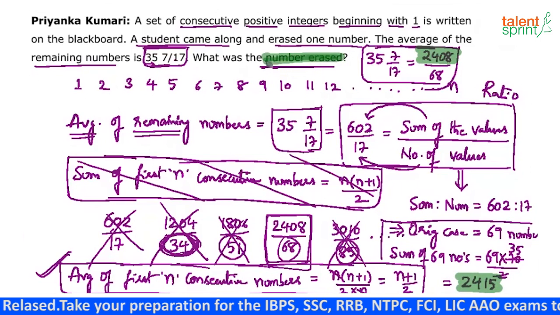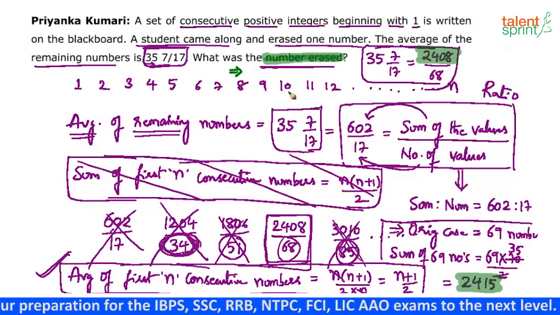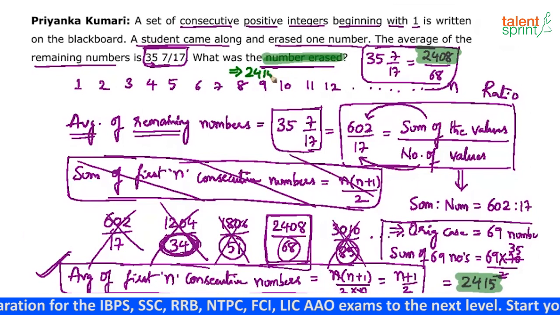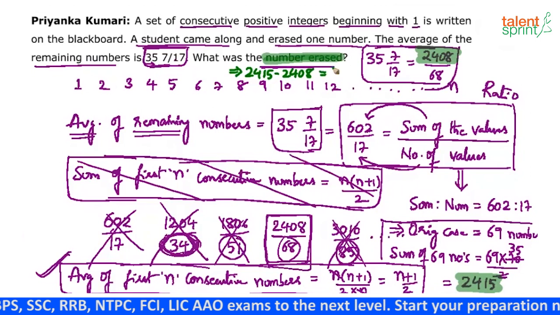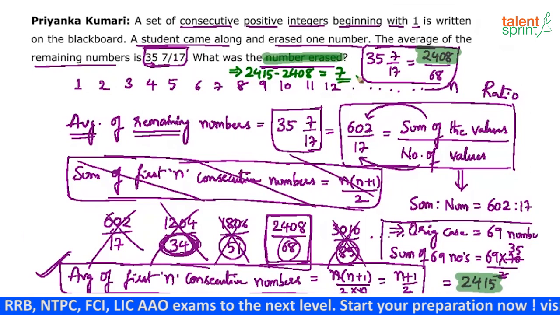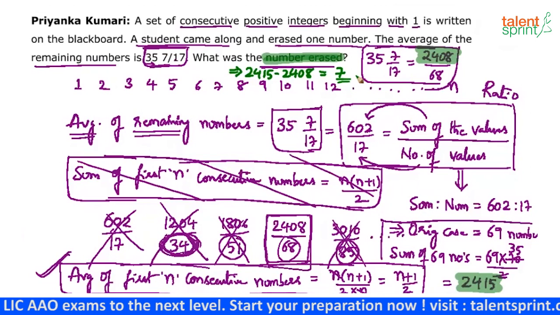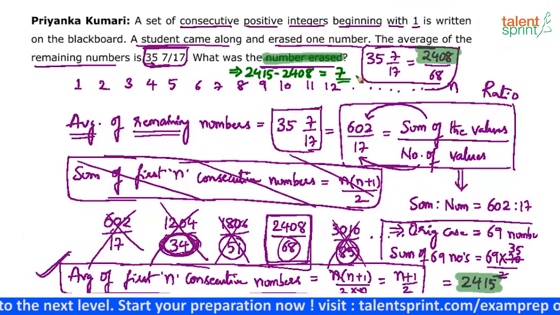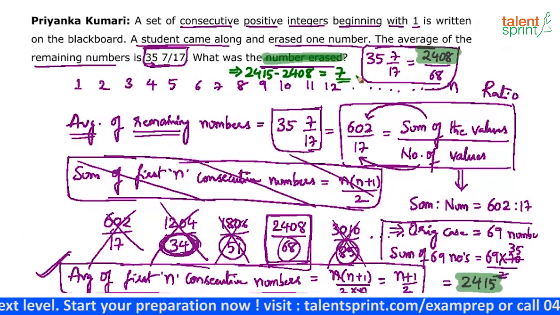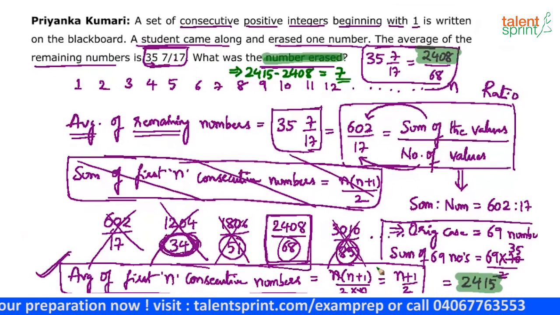The number erased will be equal to 2415 minus 2408, which is equal to 7. Hence 7 is going to be your answer. I know this is a little complex to understand. Maybe some of you have not been able to follow it, but I request you all to go through the explanation once again. Watch the same video once again and you should be able to follow it, right?